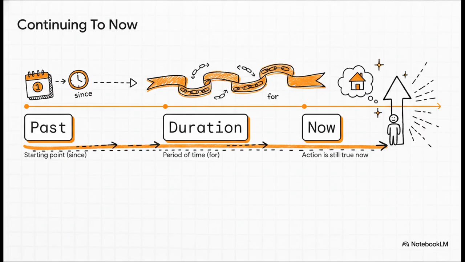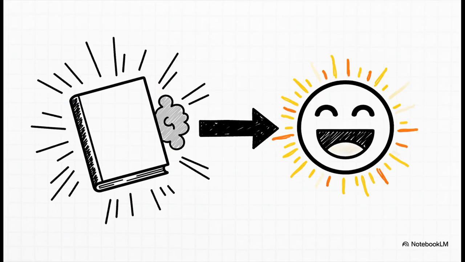But we use since to point to the exact starting moment, like he has studied English since 2020. Both of these show an action stretching from the past straight into your present reality. And our third scenario is recent actions with a result now. This is when an action happened very recently, but the effect of that action is entirely about the present moment.